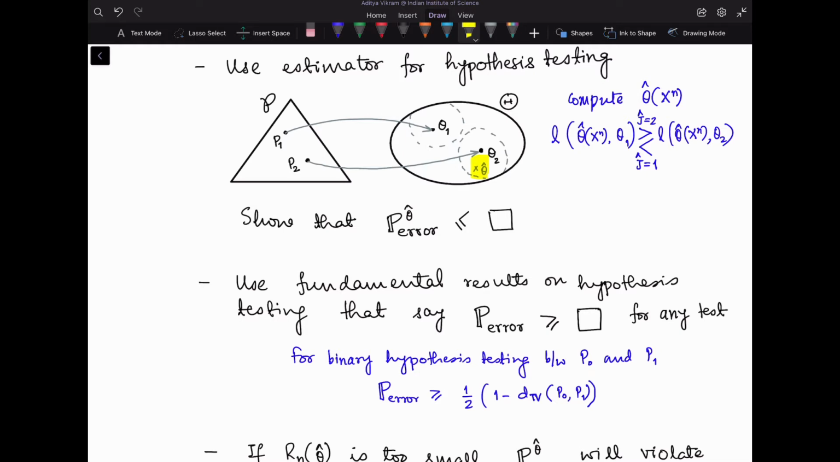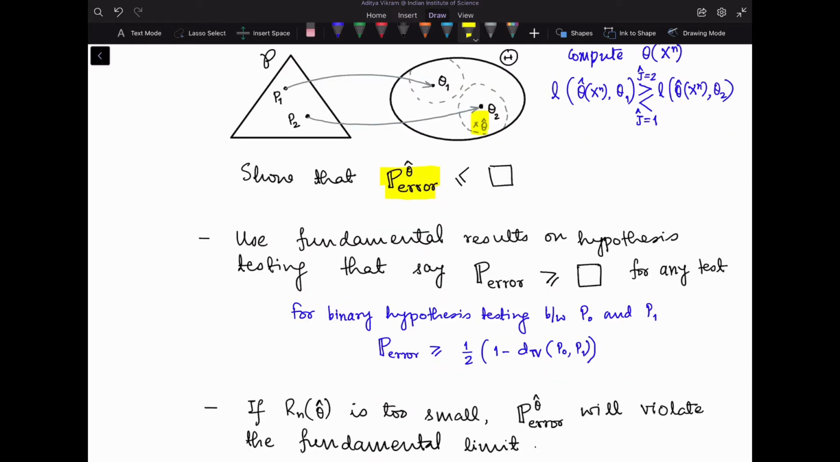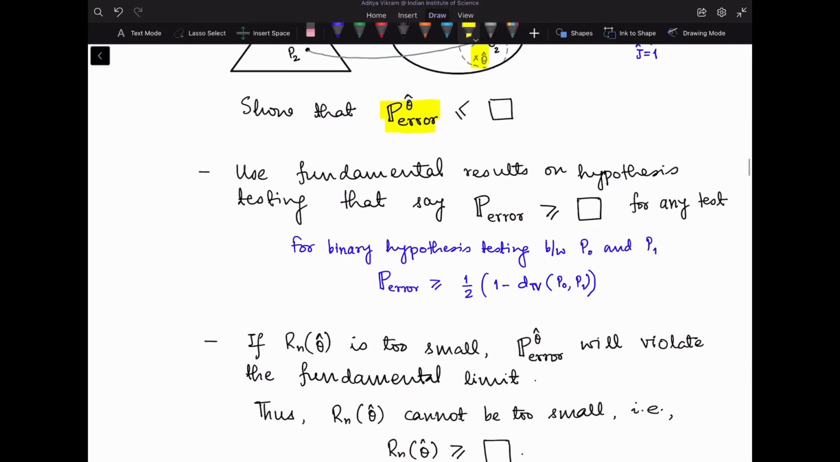Okay, so now since we have some kind of guarantee on the worst case loss of theta hat, we can upper bound this probability of error. Okay, so P error theta hat is the probability of error for this hypothesis testing problem when you use theta hat for solving your hypothesis testing. Okay, so based on the fact that your worst case risk is Rn theta hat, you can derive an expression for this probability of error.